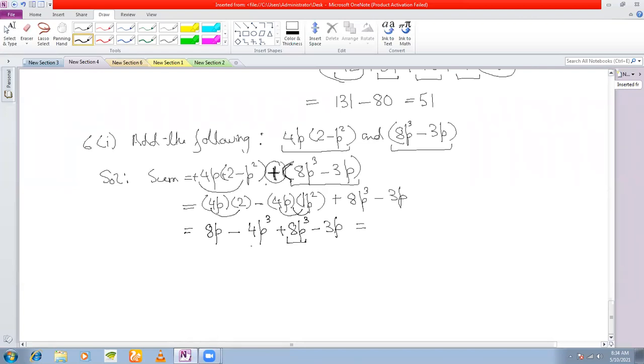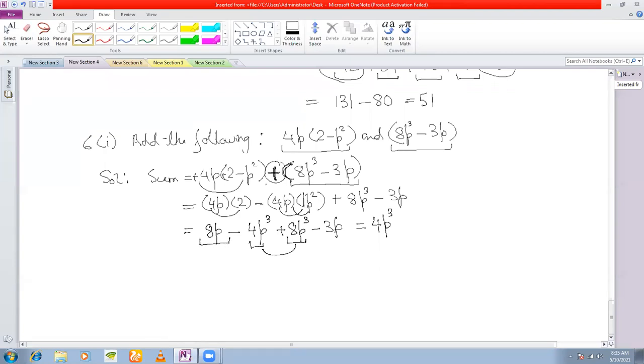You see, these two are like terms, right? So these two will combine with each other. You add them. 8 minus 4 will be how much? Simply 4. Sir, one more like term is there, 8p. Yes, it is there. I'm coming to that. Okay, so 8p cube and 4p cube will combine to give you a plus 4p cube.